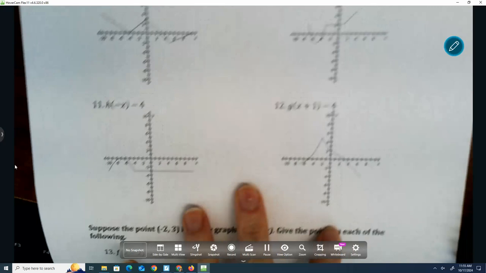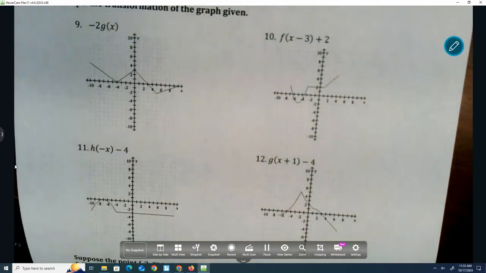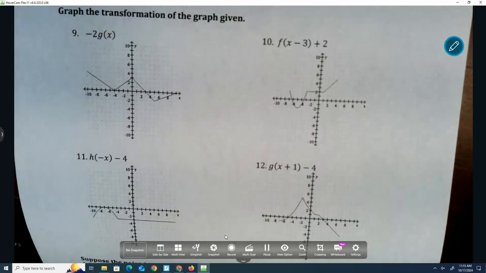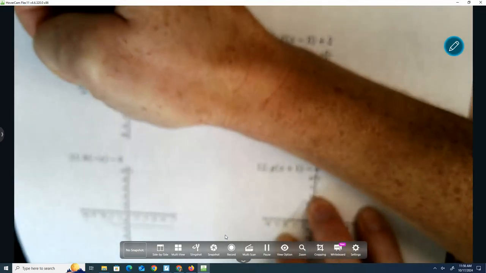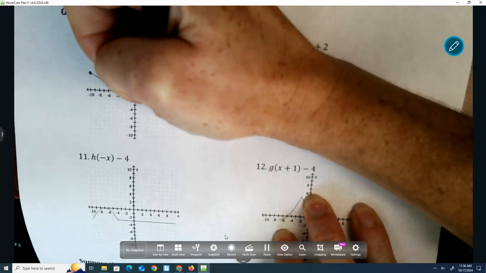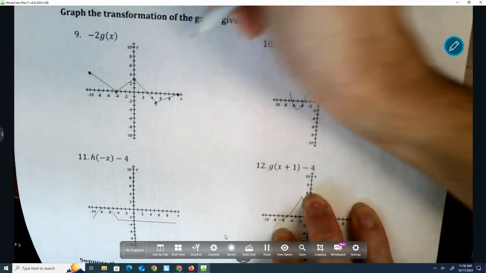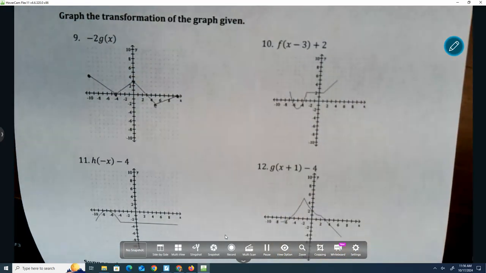Okay, so if I look at number 9, I did not give you the actual equation. Instead, I just gave you the graph. So if I'm going to do a transformation with this, I have to be able to pick some points on my graph. So let's just kind of identify some of these nice points here. So the ones that we can easily tell when we look at it.